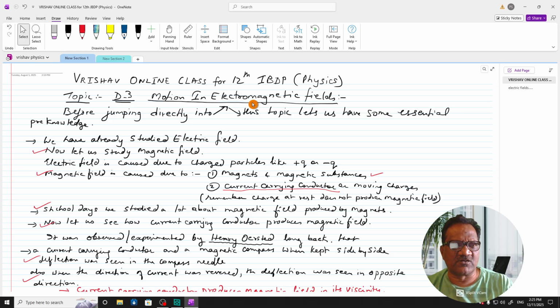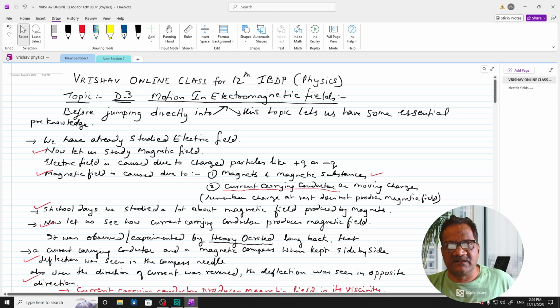So it's a long way, but we are starting with a very simple topic, which is motion in the magnetic field. So that is what I have started with.